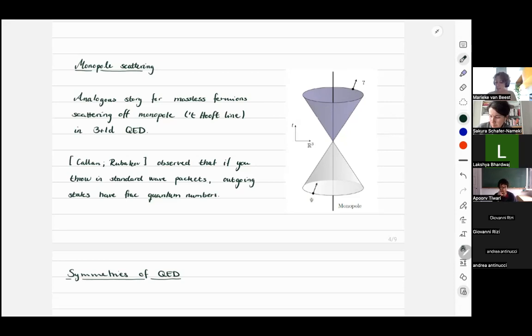So we have the same sort of problem, but in 4D. I'm throwing in some fermion here, and it scatters off the 't Hooft line, the monopole, which is here. We have a question as to what comes out, because the suggestion from the 80s was that it's half an electron plus something else. And this is looking very reminiscent of what we just discussed.